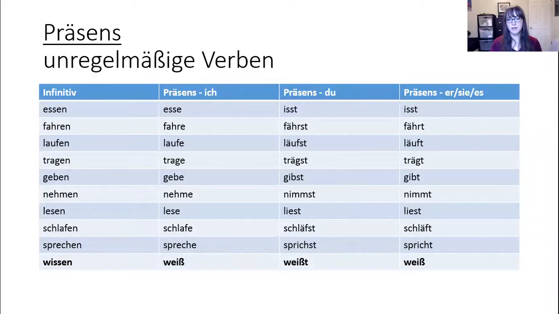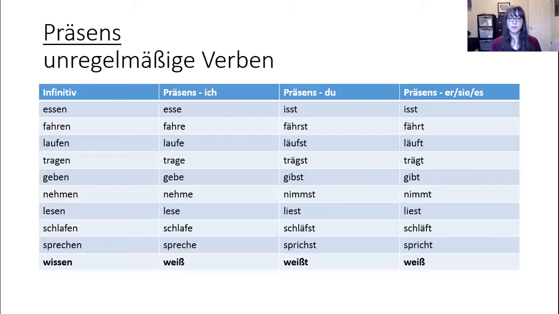Okay, next one we have is fahren. Ich fahre, du fährst, und er fährt. So we get an umlaut there. You get an umlaut with laufen as well. Ich laufe, du läufst, er läuft. Tragen, again, same umlaut. Ich trage, du trägst, er trägt. Geben, ich gebe, du gibst, er, sie, es gibt.